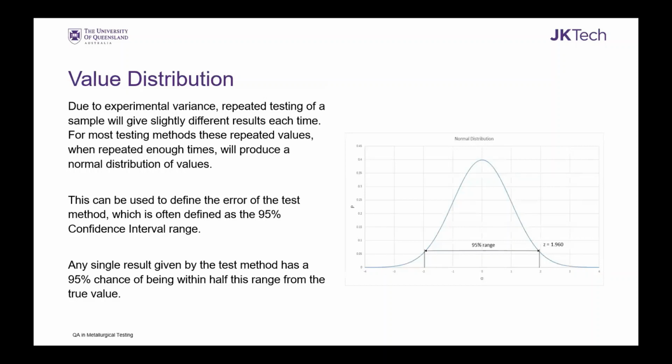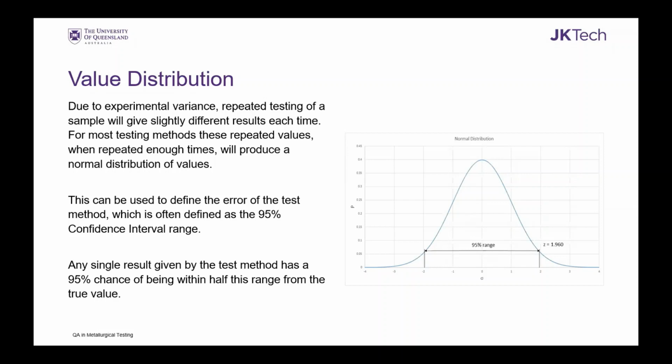With experimental measurements, you never keep getting the same answer all the time. If you have a sample and test it repeatedly, you end up getting a range of results. Most testing techniques will give you a range of results that are in a normal distribution. So this allows some characterization of what we can refer to as the error of the test. A common one is the 95% confidence interval.